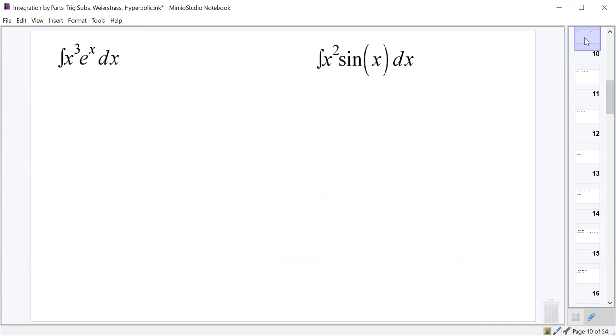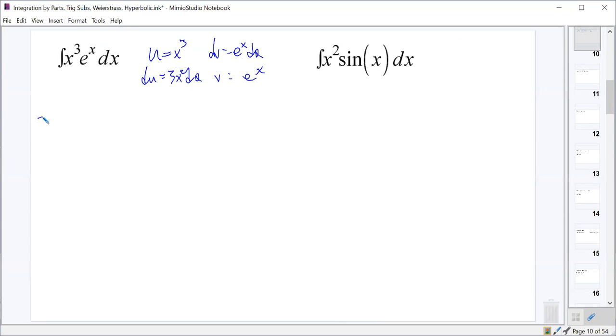Let's take a look here at x cubed e to the x. It's similar to, we did like t squared e to the t earlier, right? X cubed e to the x dx is very similar to that. What do you think your u substitution should be? u is x cubed, and then e to the x is dv. Okay. Which will give you du is 3x squared dx, and v is e to the x.